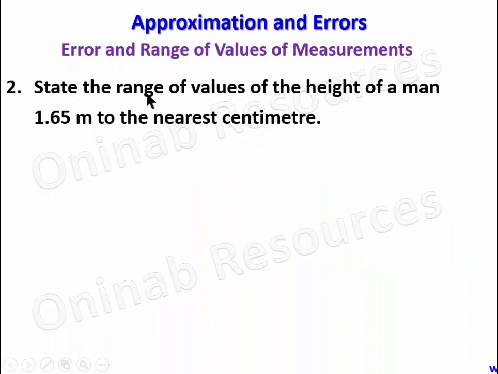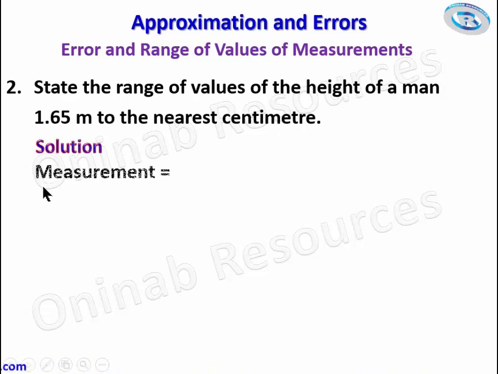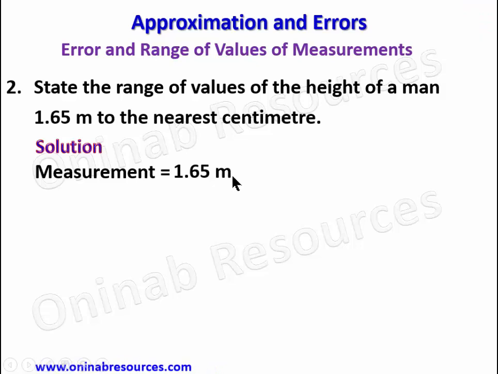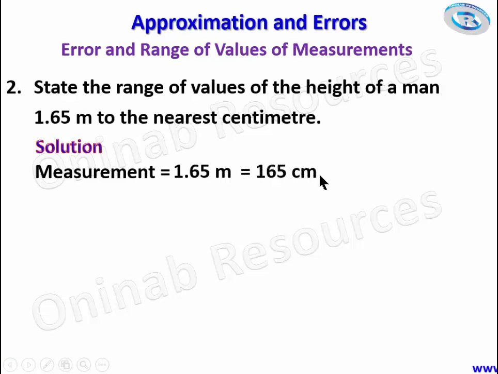For problem 2, state the range of values of the height of a man 1.65 meters to the nearest centimeters. In our solution, we look at the measurement. The measurement is 1.65 meters and we were told to the nearest centimeters. So we are going to convert this 1.65 meters to centimeters by multiplying by 100, and that will give us 165 centimeters. We go ahead to get the error.